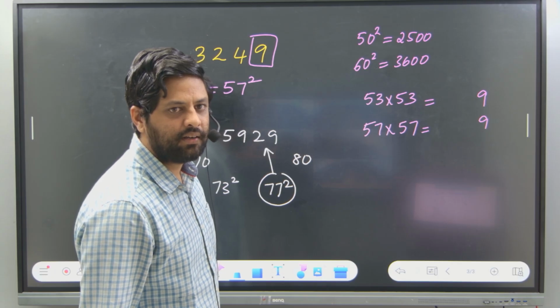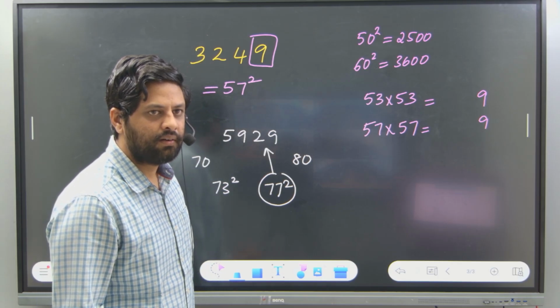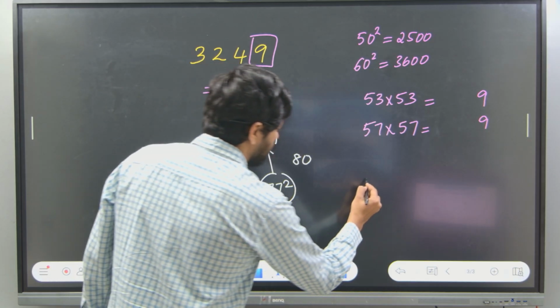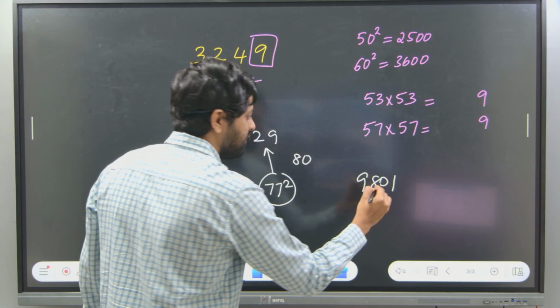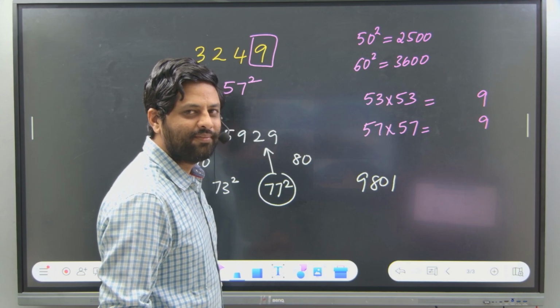Whoever gave me 5929, is it correct? Any other number? 9801. It is 99 square.